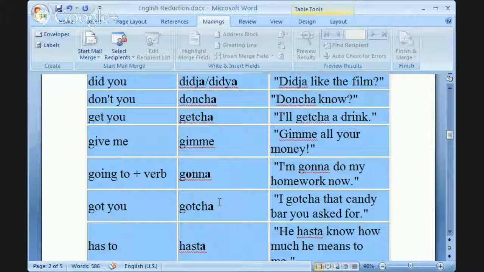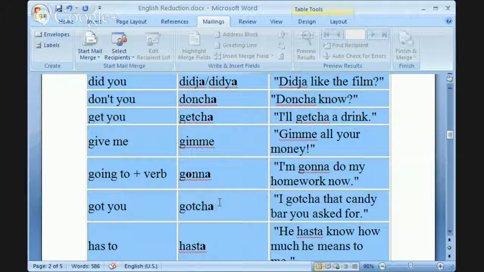Oh, you wouldn't say I got you what you're saying. You would just say I got what you're saying, meaning I understand you. I got what you're saying, or I get what you're saying. Okay, just present and past tense.